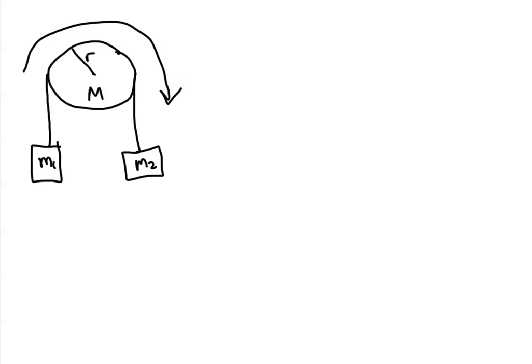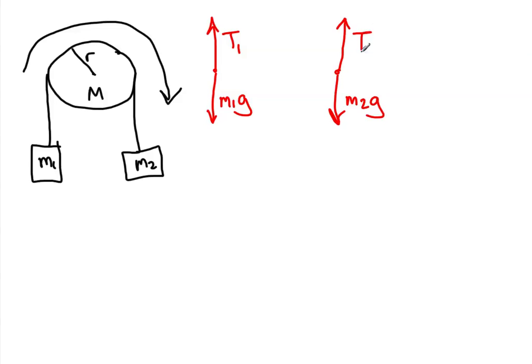So the first thing that we have to do is draw some free body diagrams for the two hanging masses. So let's do that. For M1, we've got M1G pointing down, and we've got tension number 1 pointing up. For M2, we have M2G pointing down and T2 pointing up. And we can write equations for each of those. They only have vertical components, so we're only going to get one equation out of each.